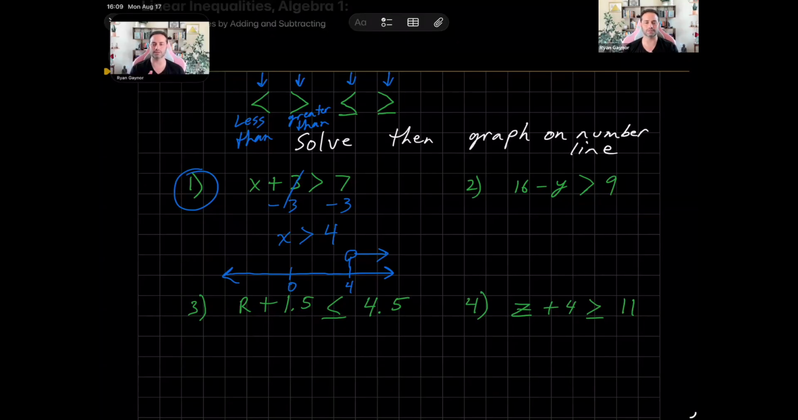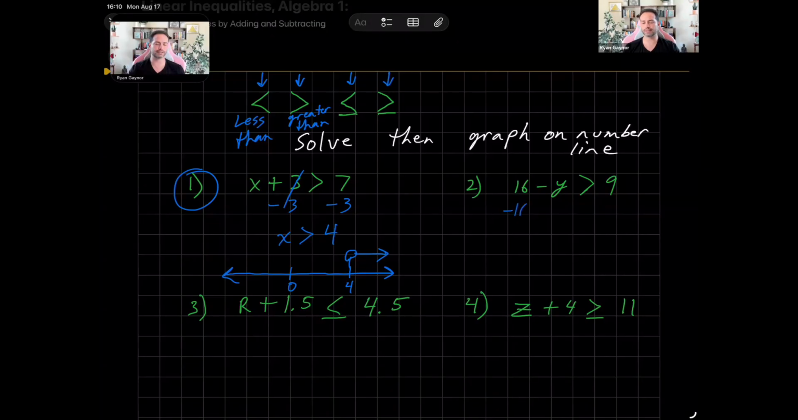That means the equal to. Okay, let's go to the next one. So we have 16 minus y is greater than 9. This one is going to have like an added twist to it, and I'll show you why in a moment.